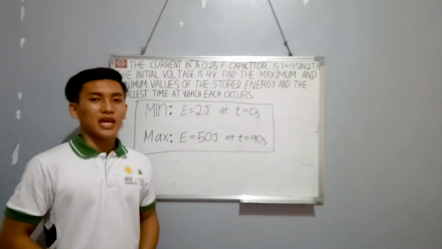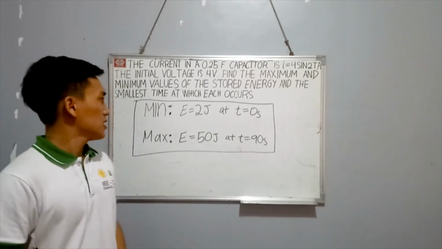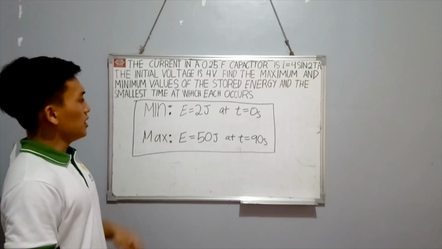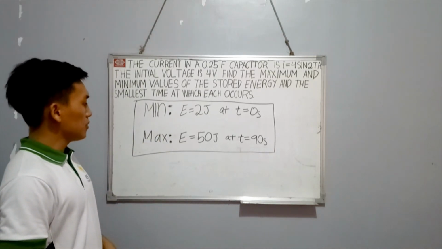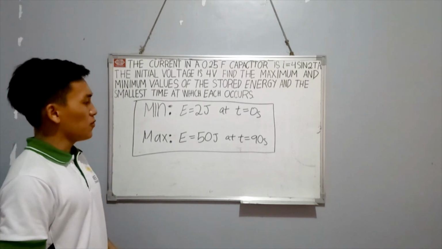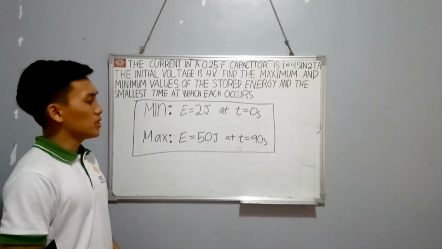Now that we get the time at maximum, our final answer is, in minimum, E is equal to 2 joules at time is equal to 0 seconds. And in maximum, energy is equal to 50 joules at time is equal to 90 seconds.